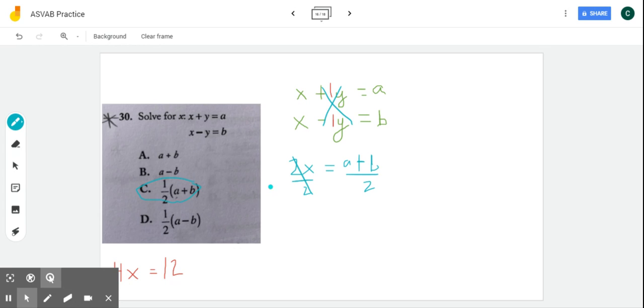Also, if you'd like to see the other methods of solving a system of equations, I would guess on this test that usually it'll be something simple like this where you can just add the two equations together and something will cancel out in your favor.